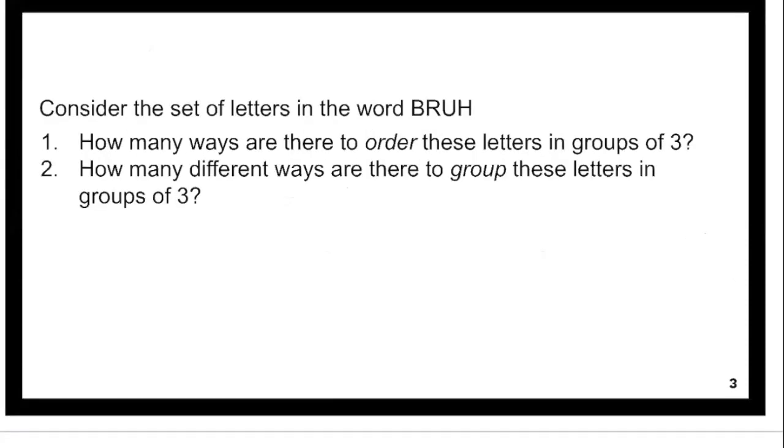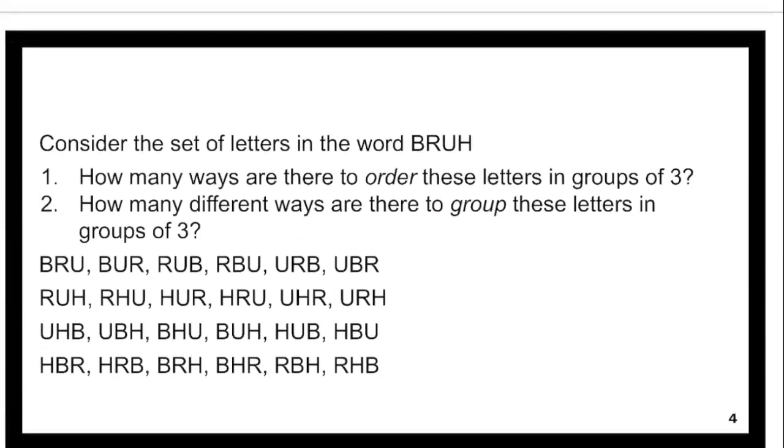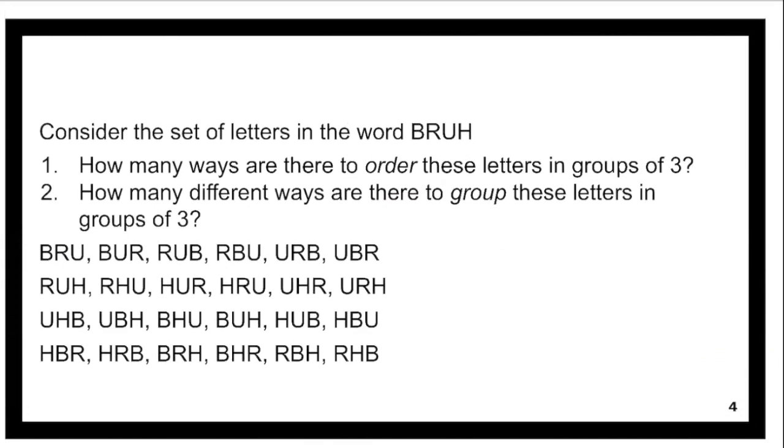So in this problem, we're looking at the difference between permutations and combinations. So we're looking at the word bra. Number 1, we're looking at how many ways are there to order these letters into groups of 3. And then number 2 is how many ways are there to group these letters into groups of 3. So scrolling down, we've listed out all of the different permutations of the word bra.